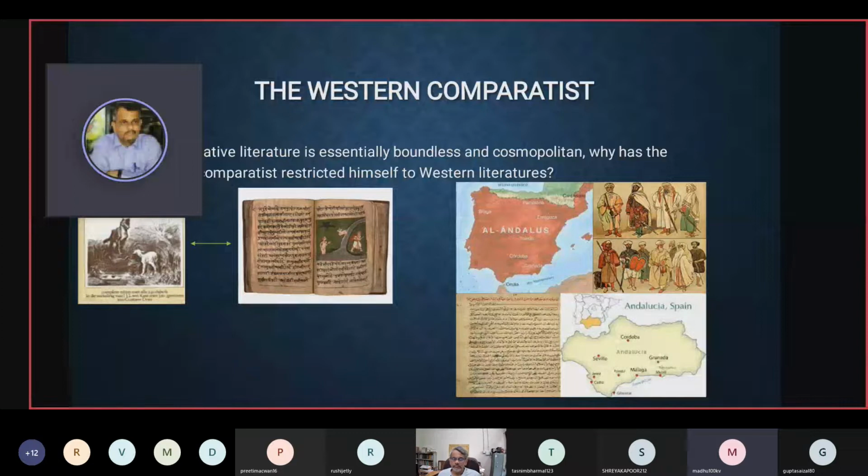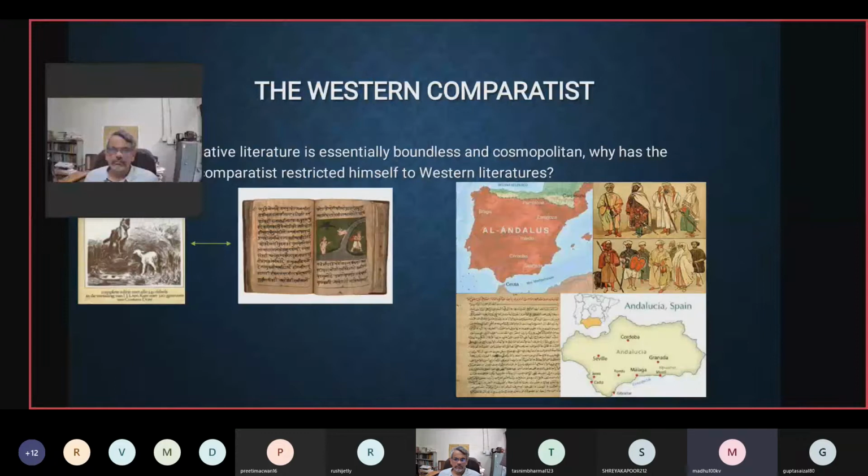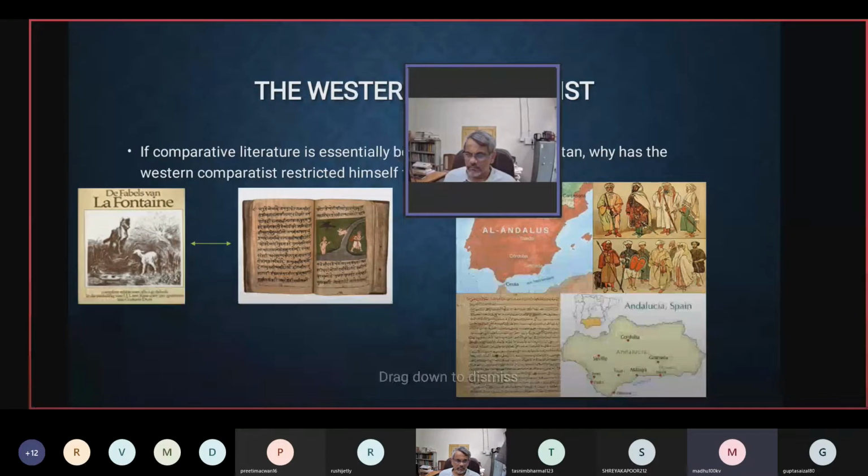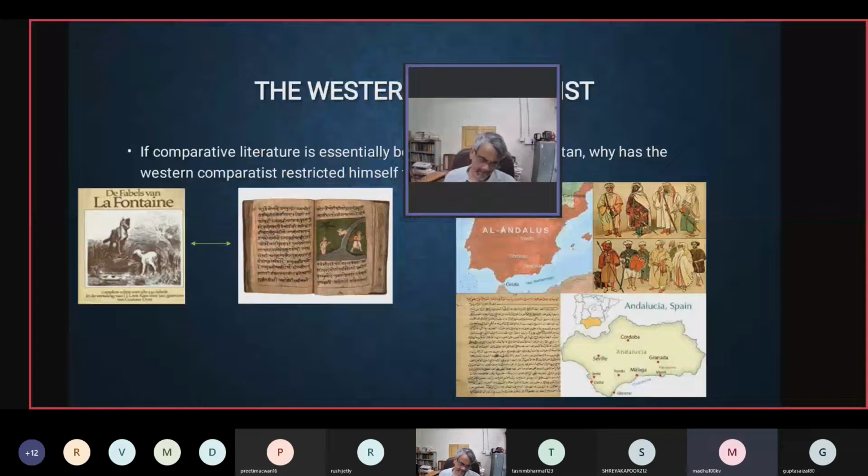Comparative literature first emerged in the West, but why did they leave out Oriental literatures? Why did the scholars and the translators and the academicians in the West leave out the Eastern literatures when there was so much interaction between the West and the East? I have shown here the picture of the cover of Jean de La Fontaine's Book of Fables. On the right-hand side is Panchatantra. In one of his Book of Fables, in the preface, he says he is indebted to the one who compiled these Panchatantra fables. He calls him Pilpe, I don't know exactly.